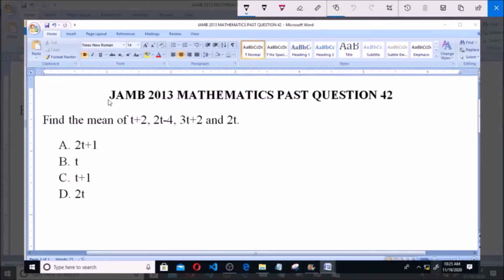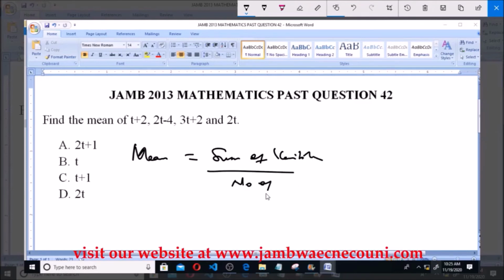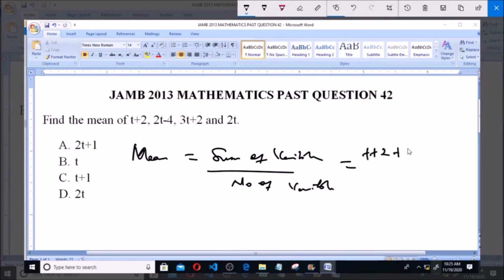I'll be answering JAMB 2013 Mathematics Past Question 42. Find the mean of t plus 2, 2t minus 4, 3t plus 2 and 2t. Now we have to find the mean of these given variables. Mean is equal to the sum of the variables all over the total number of variables. So the sum is t plus 2, plus 2t minus 4 in brackets, plus 3t plus 2 in another bracket, plus 2t, everything over 4.